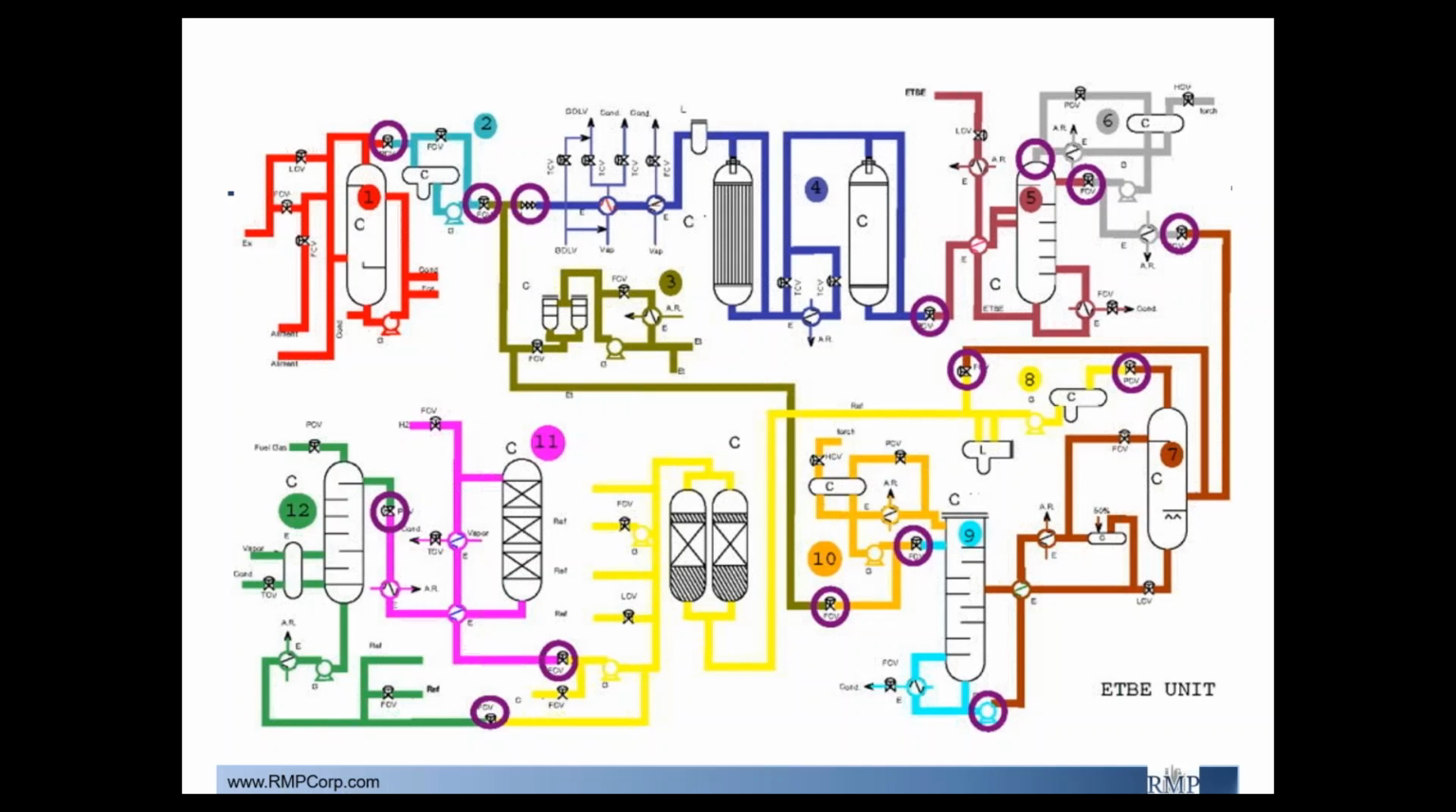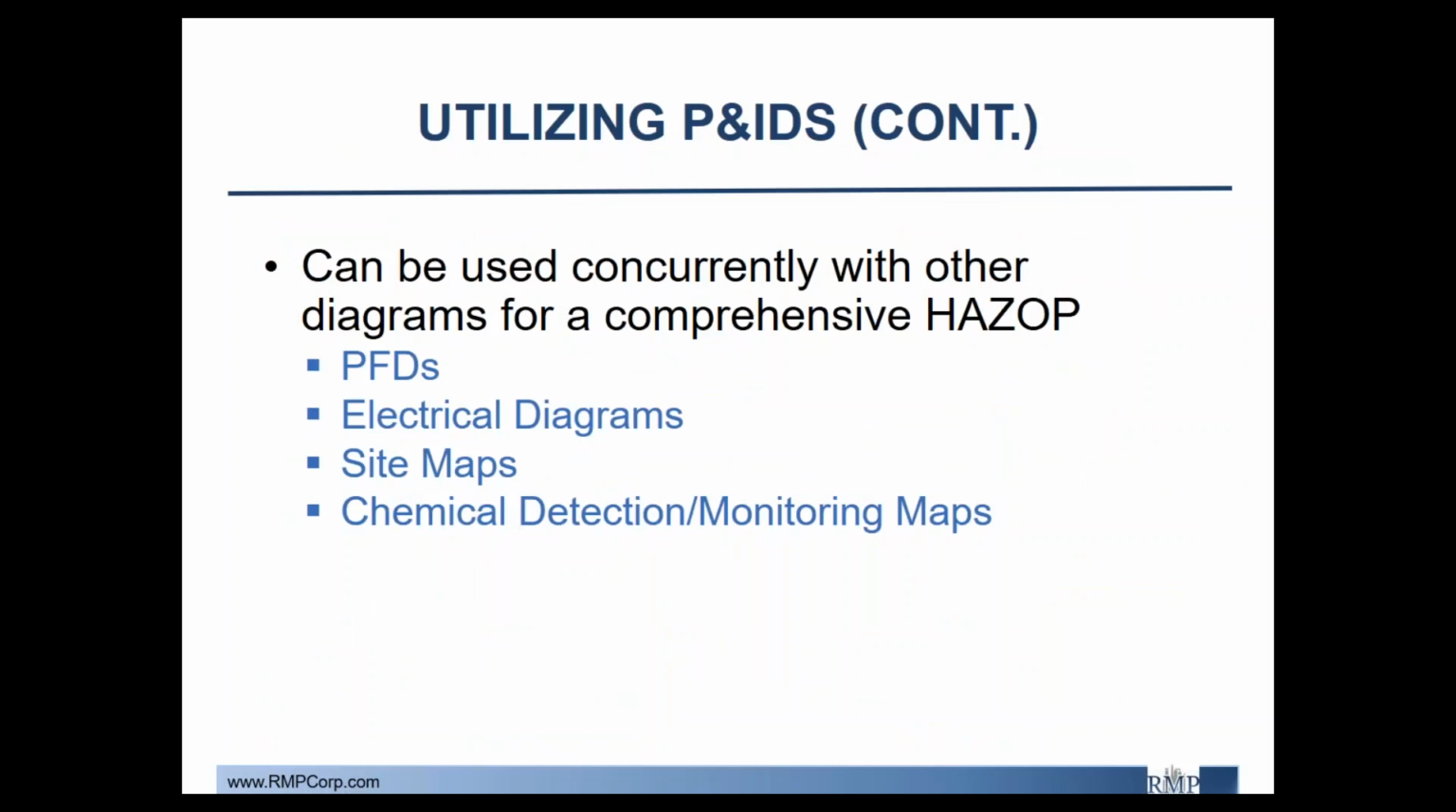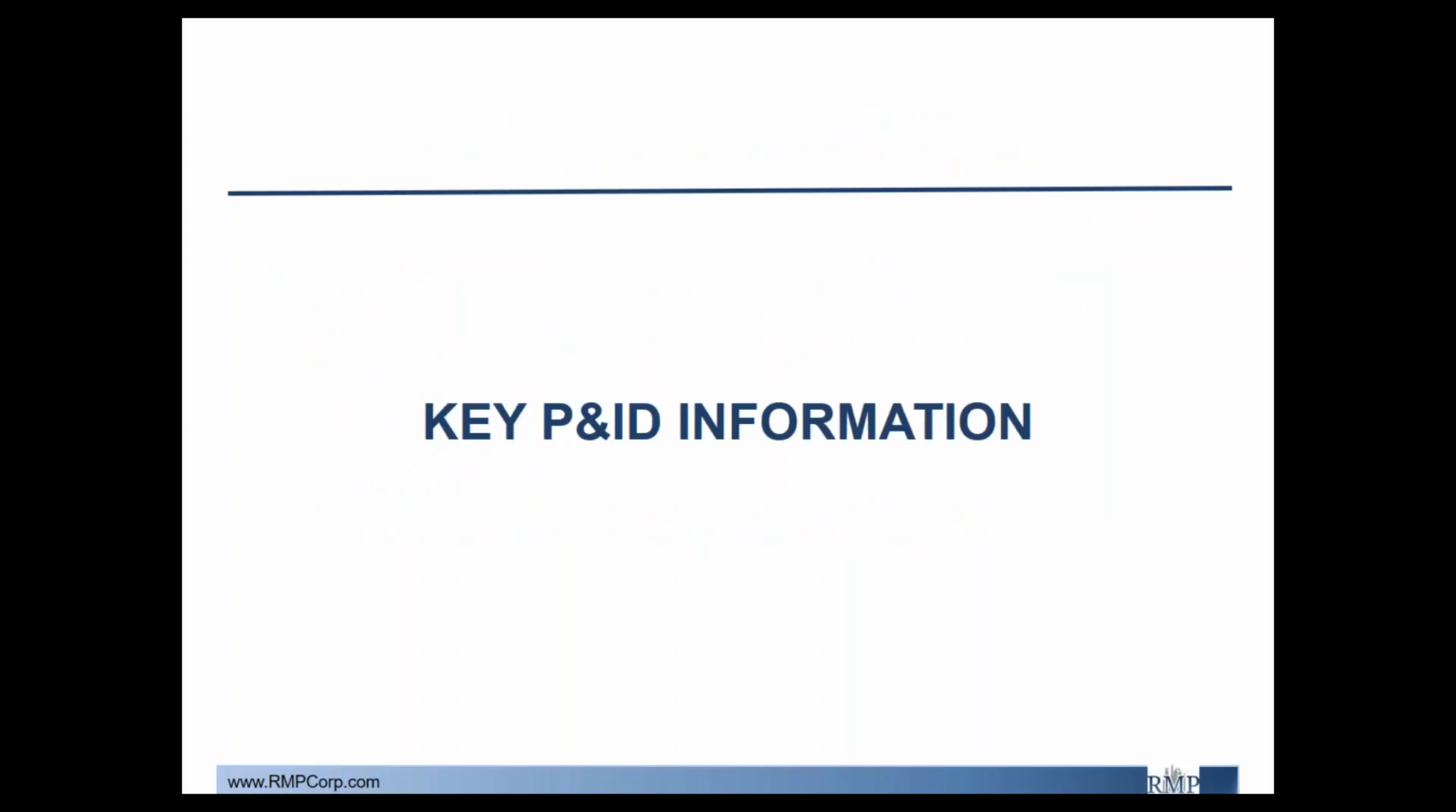So, which is why we're doing this webinar, to explain why P&IDs should be up to date. Okay, so when you're doing a HAZOP study, a lot of times P&IDs may not have all the information you need to complete the HAZOP. So it's perfectly okay to combine them with other diagrams, such as PFDs, electrical diagrams, site maps even, and chemical detection maps. This is just a way to show a comprehensive overview of what the system has and to make sure there's no gaps when you're going through a HAZOP.